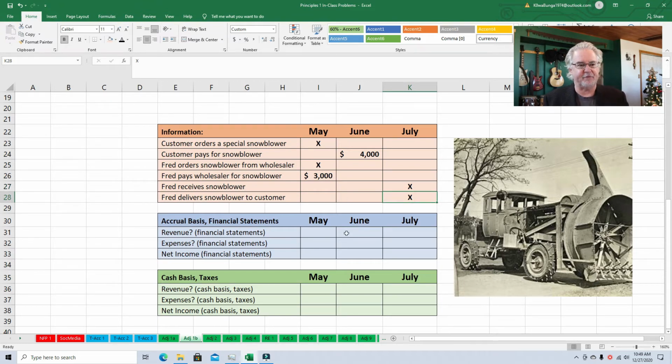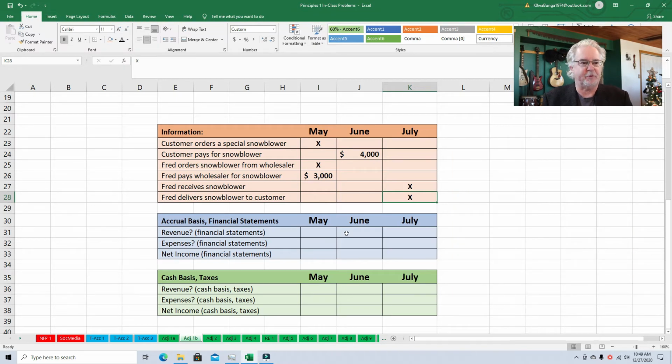So you have to ask yourself, if you want to figure out the accrual basis, when did Fred do his job? When did Fred complete his job? Well, Fred completed his job in July, right? That's when it was all said and done. So let's figure out what the financial statements will be for the accrual basis.